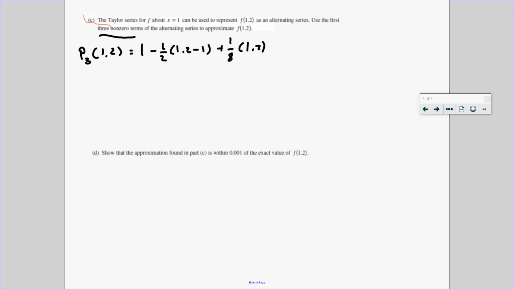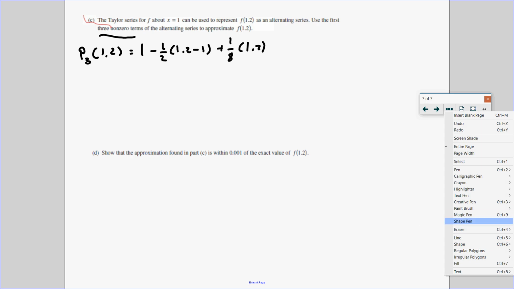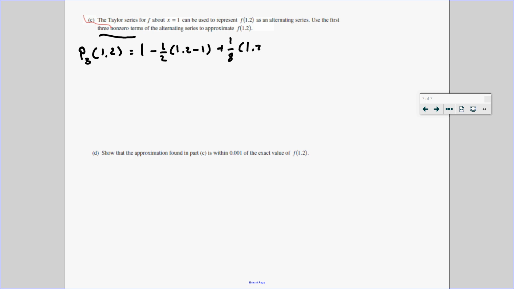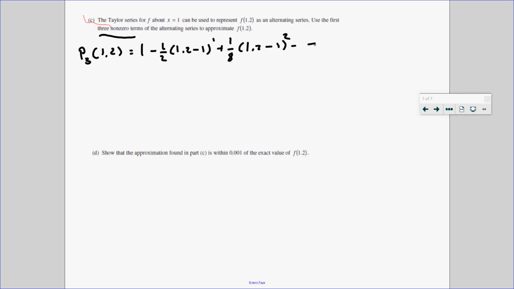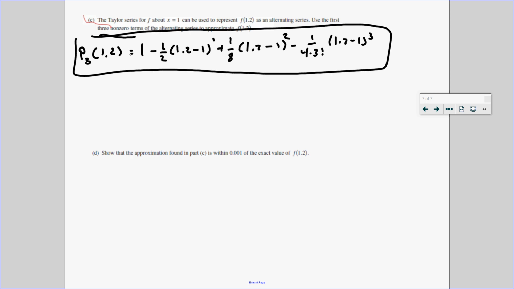(1.2 minus 1), and it's squared now, because right here n was 1, minus, and let's go over to the last one, 1 over, that becomes 1/4 if I reduce that, so that becomes 1 over 4 times 3 factorial, (1.2 minus 1) cubed. Do not touch it. The AP won't make you touch it, okay? And again, this should be approximately, because it's an approximation. It's a Taylor polynomial, so be careful. That does need to be an approximation right there. So that would be your answer. Very simple. And that is actually worth 1 point. It's not worth much, just plugging it in.